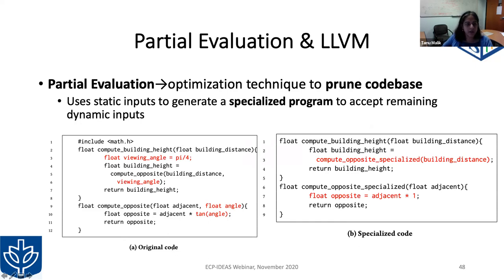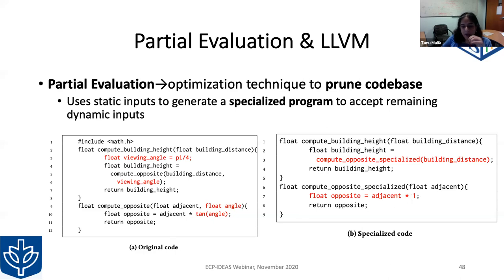Let's look at a very quick example. We have this program which is computing the function compute opposite, which takes an input float angle and computes the tan of the angle. The tan function would require the math library to be included as part of this container. Now, if I look at the program, the value that would be passed to this function, angle, is already present over here, which is pi by 4. So what the specialization through partial evaluation does is identify that the angle is a static input, and it creates a specialized code where the value of the tan of the angle is already present. So you don't need the math library now, and your code base is essentially pruned.